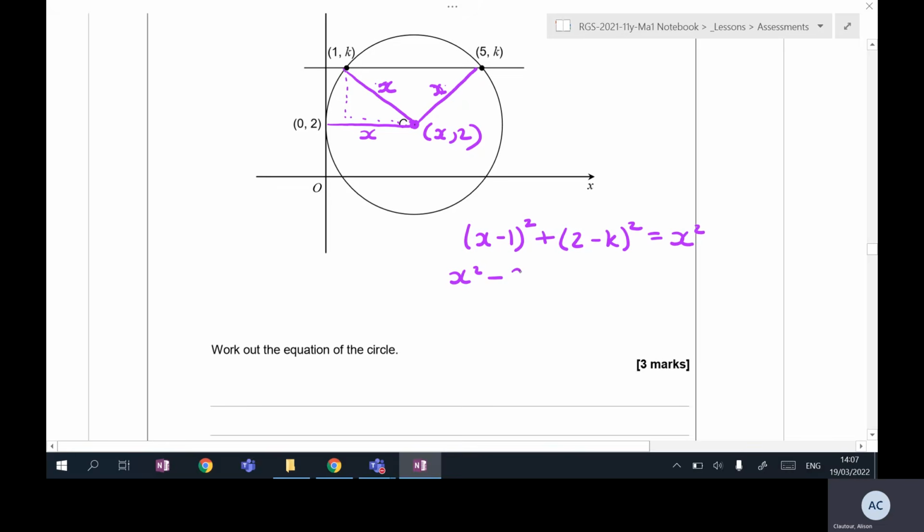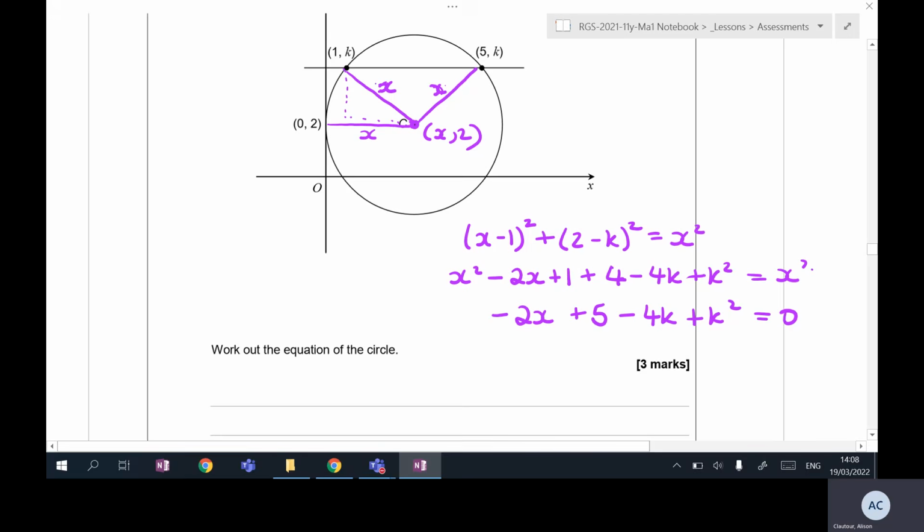So x squared minus 2x plus 1 plus 4 minus 4k plus k squared is going to equal x squared. So I'm just going to simplify that a little bit. I've got my x squared is going to cancel out. So I've got minus 2x plus 5 minus 4k plus k squared equals 0.